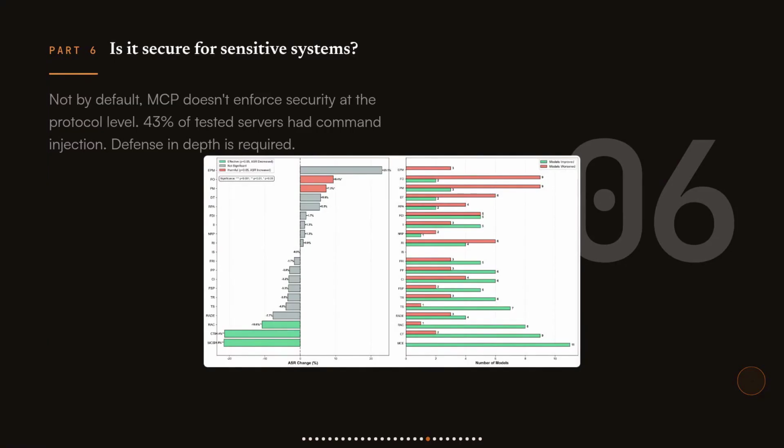Part 6, is MCP secure for sensitive systems? If you need an answer in 60 seconds, here it is. MCP does not enforce security at the protocol level. That's on you, because the spec tells you how models discover and call tools. But auth, authorization, and transport security are all left to whoever builds each host, client, and server. And that gap has real consequences.